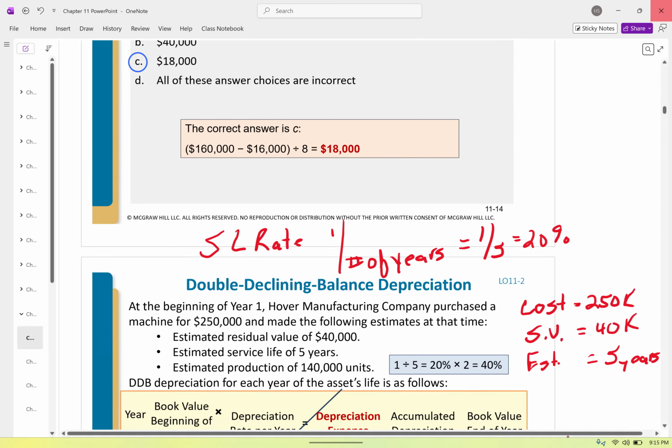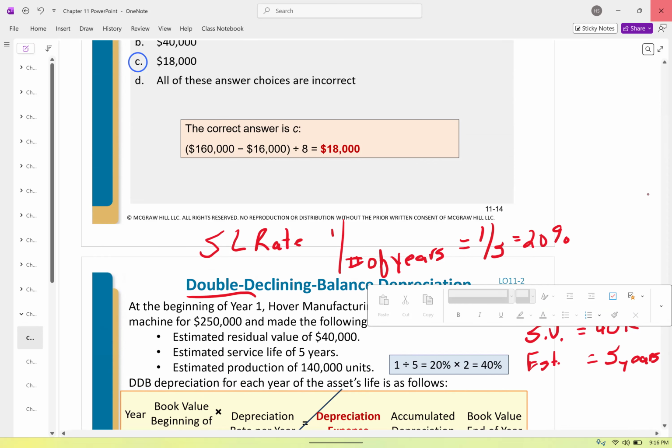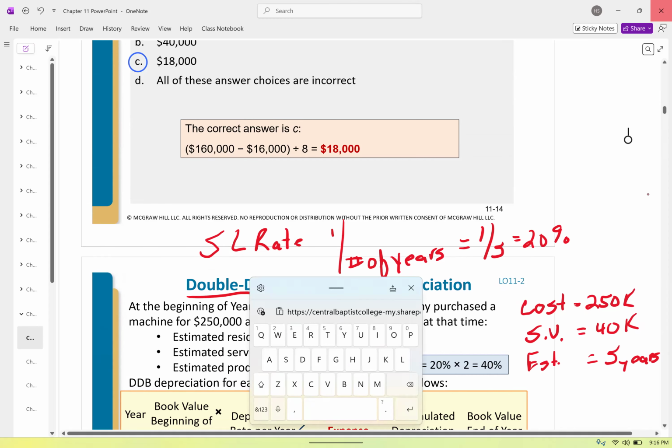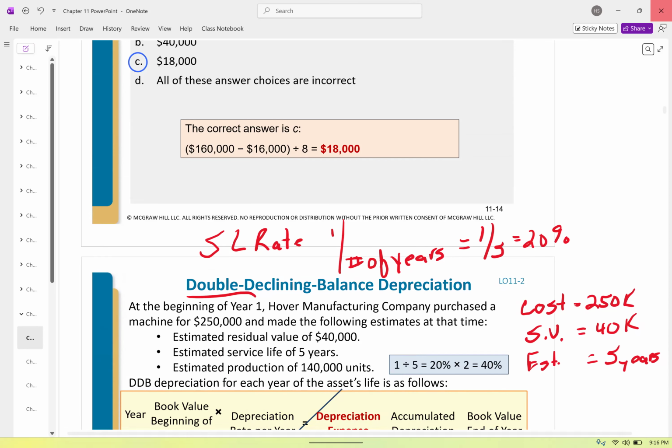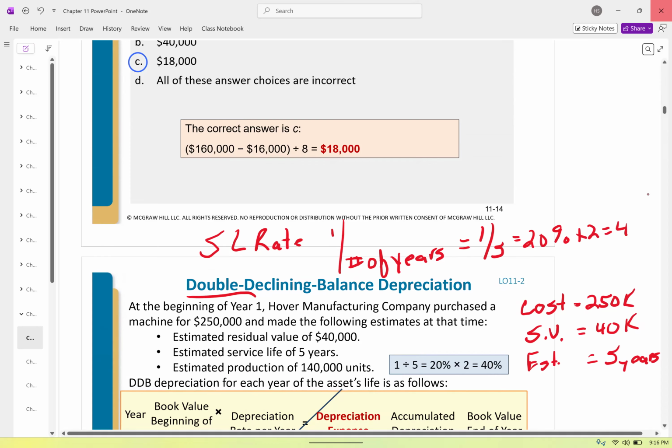So we said double declining balance. There is such a thing as triple declining balance. If it was, then we multiply it times 3. But most of the time, you'll see double declining balance. I've even seen 150% declining balance, and that would just mean multiplying that times 1.5. But it's double, that's the most common thing, which gives us 40%.